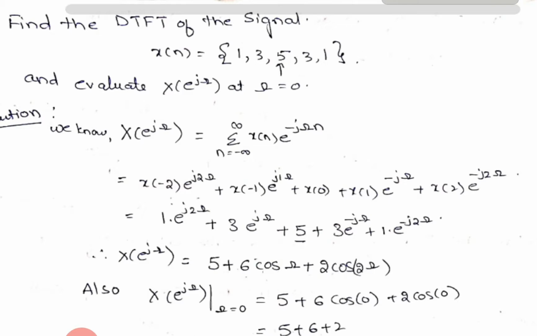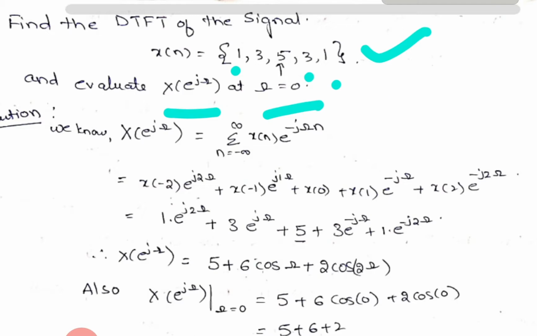Find the DTFT of the signal which is given as x of n is equal to 1, 3, 5, 3 and 1, where n equal to 0 it is 5, n equal to minus 1 it is 3, n equal to minus 2 it is 1, n equal to 1 it is 3, n equal to 2 it is 1. And evaluate X of e raised to j omega when omega is equal to 0.